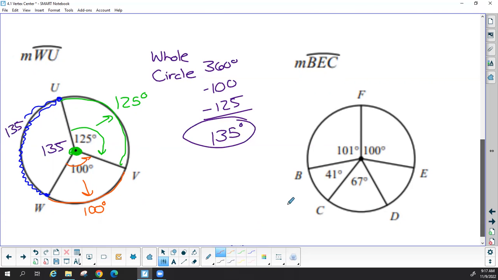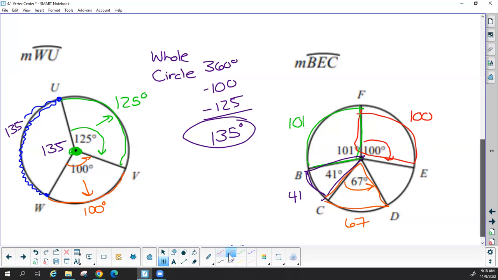One thing I always advise is if you have a piece of information, see what it will tell you about the picture. So I know that this angle is 100. That means that this arc it makes is 100. And look, learning is sloppy, so sometimes this can get sloppy. This angle is 101. That arc is 101. That angle is 41. That arc is 41. These are all central angles. This angle is 67. That makes this arc 67.